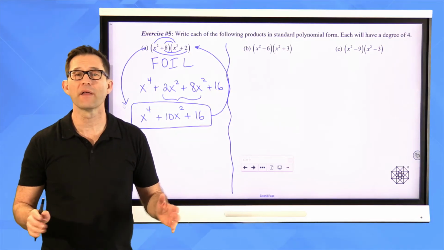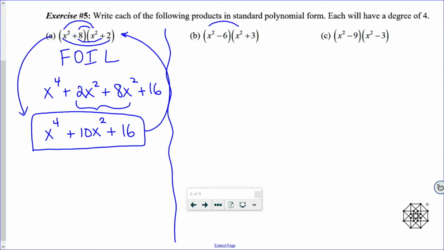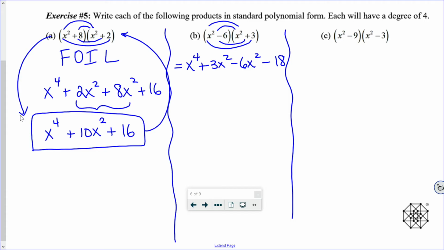All right, so I'm going to multiply these out very quickly using the FOIL algorithm. I've got x squared times x squared is x to the 4th. X squared times 3 is 3x squared. Negative 6 times x squared is negative 6x squared. And negative 6 times positive 3 is negative 18. Be careful there. Again, those two will combine to be negative 3x squared, and then negative 18.